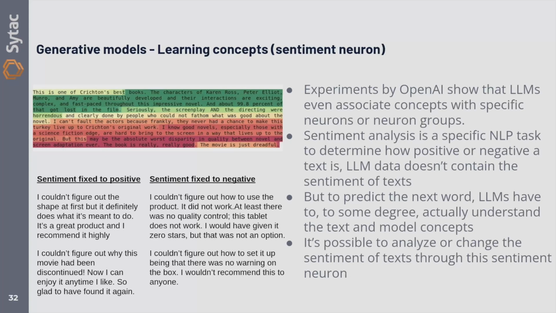So if you put all these things together, you see a lot of interesting stuff coming up, right? So this is a very early experiment by OpenAI that had some very interesting results. They were actually able to find a sentiment neuron. So does anyone know what sentiment analysis is? Any hands? I see a few.